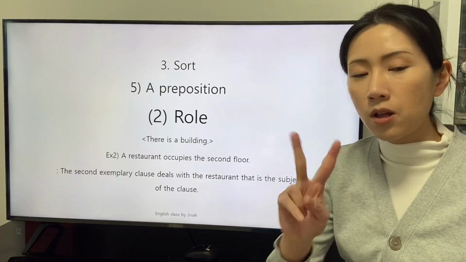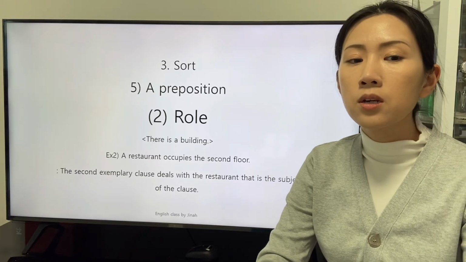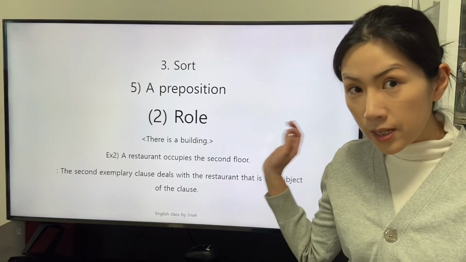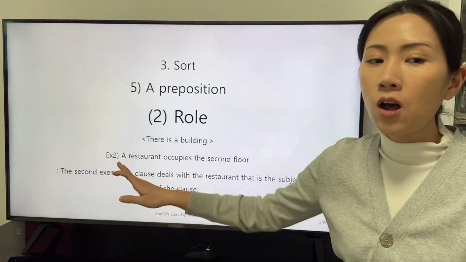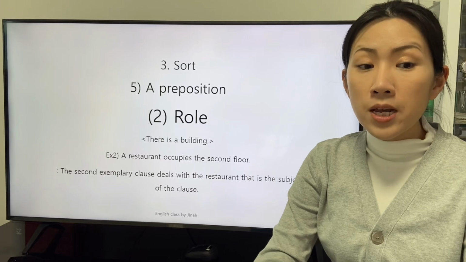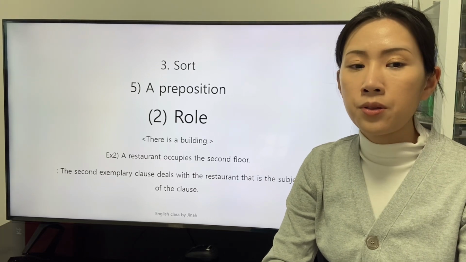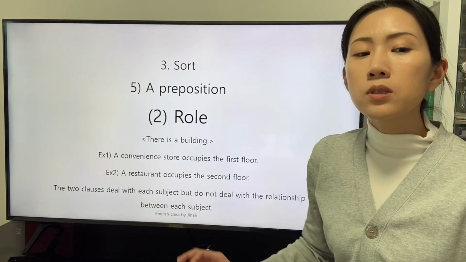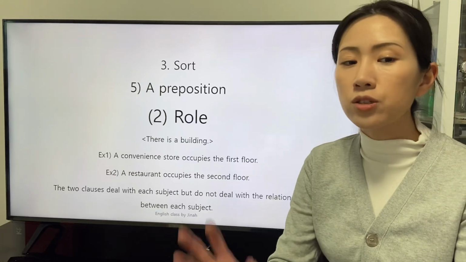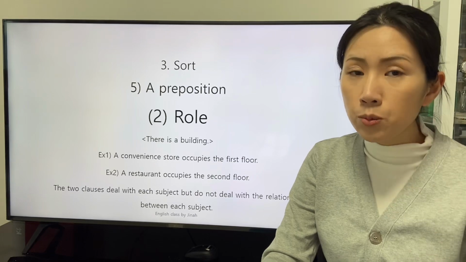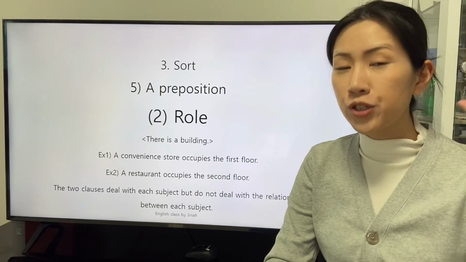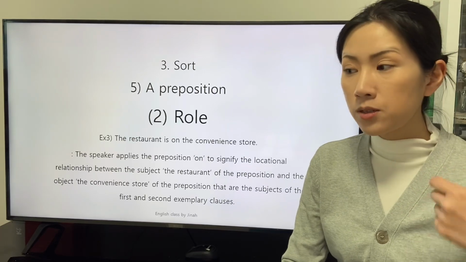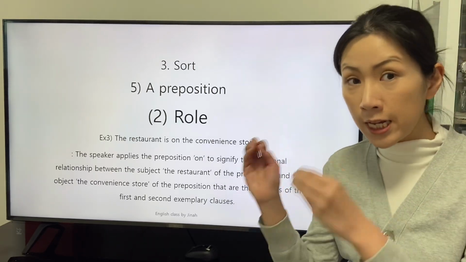Let's study the second clause. A restaurant occupies the second floor. This clause deals with the subject, a restaurant. The second exemplary clause deals with the restaurant. That is the subject of the clause. The two clauses deal with each subject, but do not deal with the relationship between each subject. The third clause deals with the relationship between each subject.